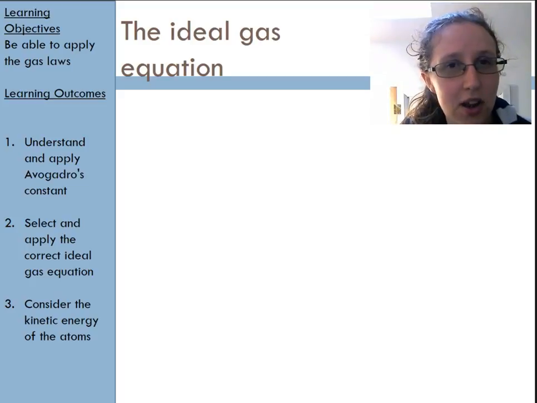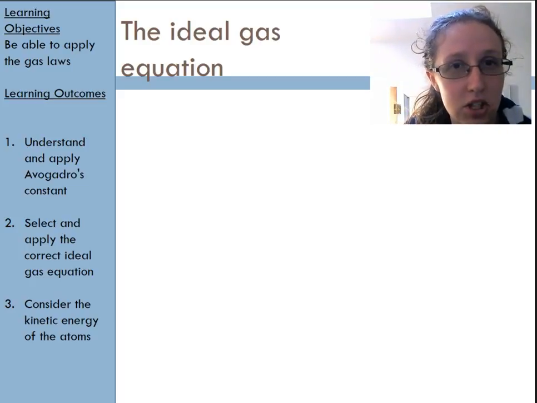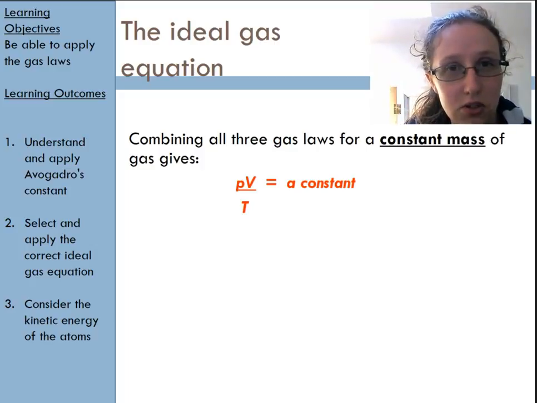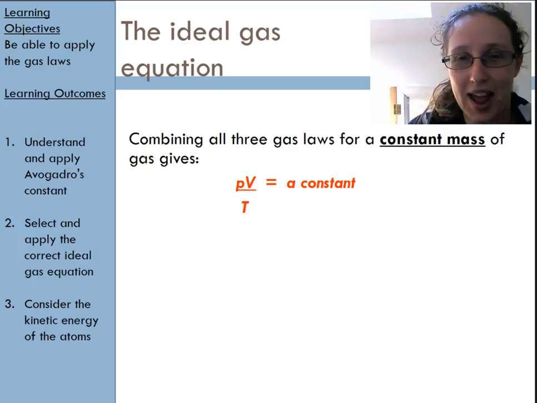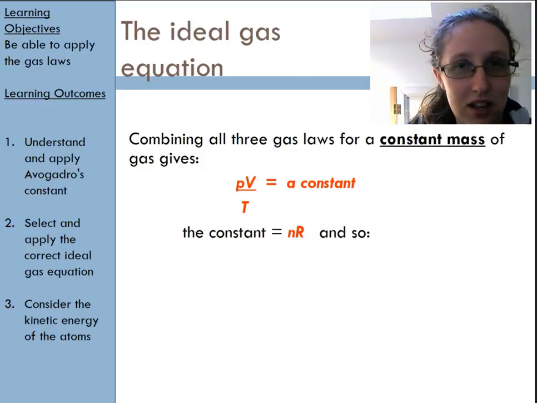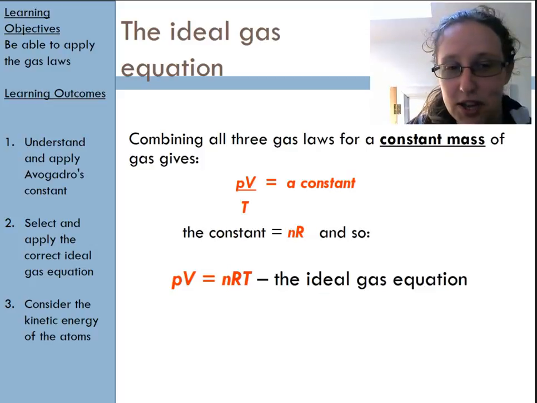Last lesson we talked about how we can figure out the relationships between pressure, volume and temperature for a gas of a constant mass. If we combine all those relationships, we find that PV over T is going to equal a constant. That constant in some way represents how much of your gas there is, and it is in fact nR. Please note it is a lowercase n, which is important because a capital N means something different. If I plug that in and rearrange it slightly, that gives me PV equals nRT.